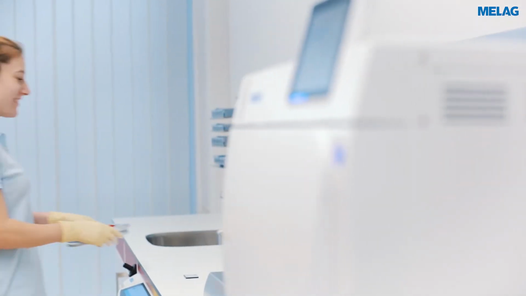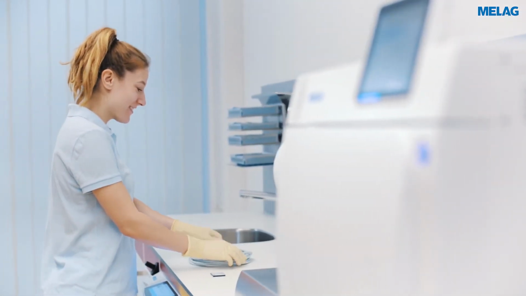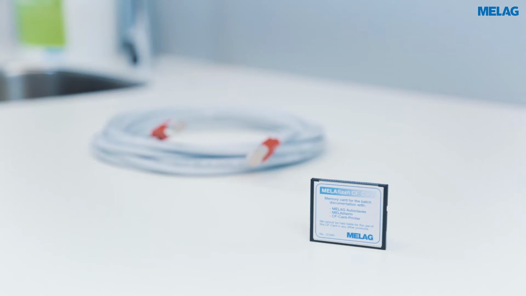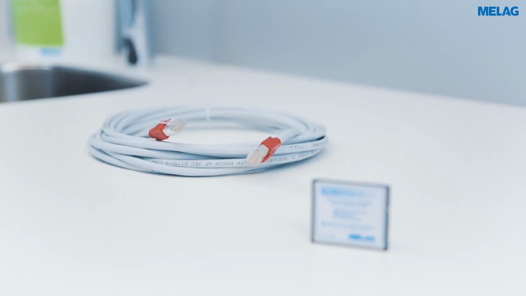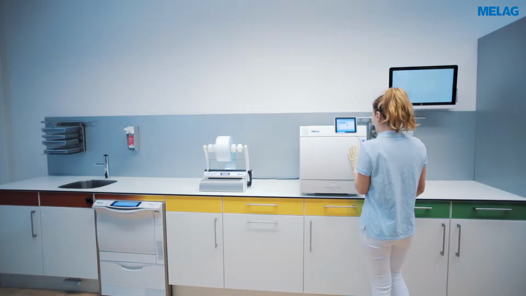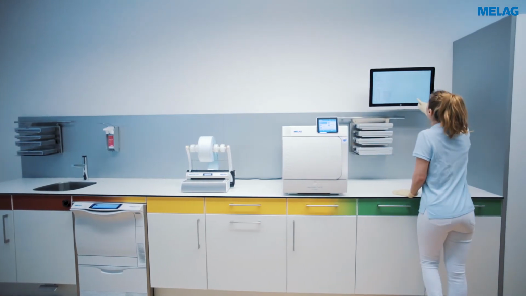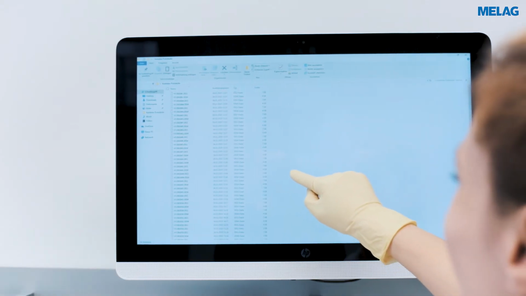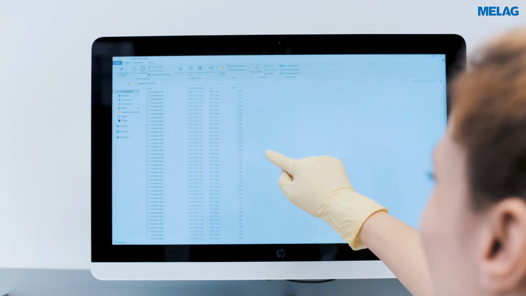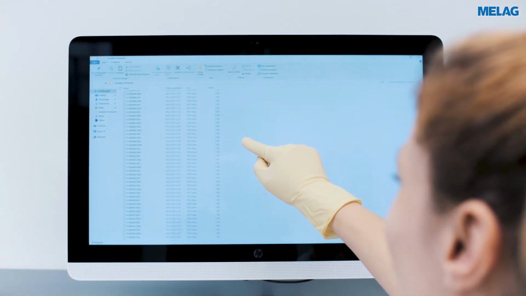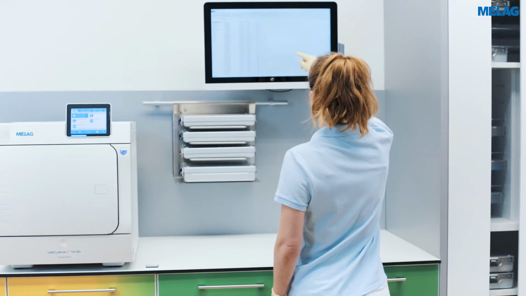Process documentation is important to prove the success of a sterilization program. A MELAG CF card and 2 network interfaces are available for log output. Documentation with a network cable allows the automatic output of the recorded logs on your computer or server. The CF card is preset as the output medium.